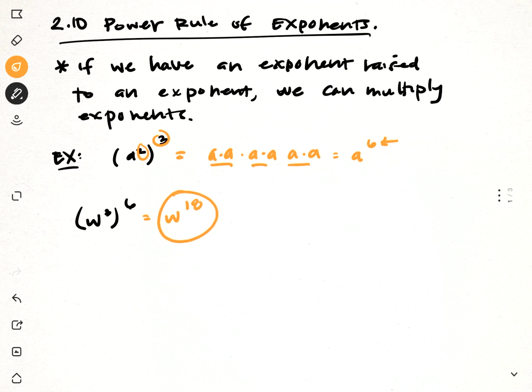And then you're done. So one of the reasons we like to use these power rules, product rules, quotient rules is because if we have a super big exponent or a super small exponent, rather than having to write it all out and be confused, we can just use these rules to help us simplify.